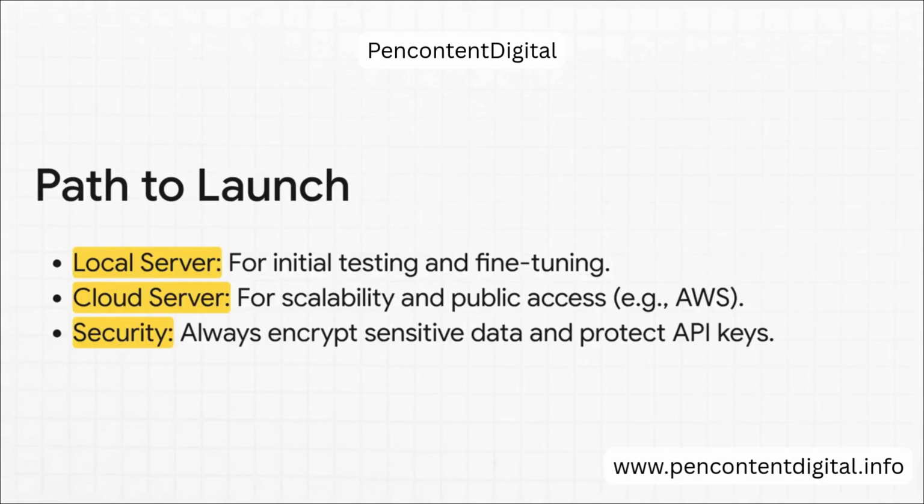So what does that path to launch actually look like? Well, you always start on a local server, right on your own machine, for all the building and testing. When it's ready for prime time, you move it to a cloud server on a platform like AWS or Google Cloud so it can handle real traffic from lots of users. And at every single step, security is absolutely non-negotiable. Protecting API keys and user data is always job number one.